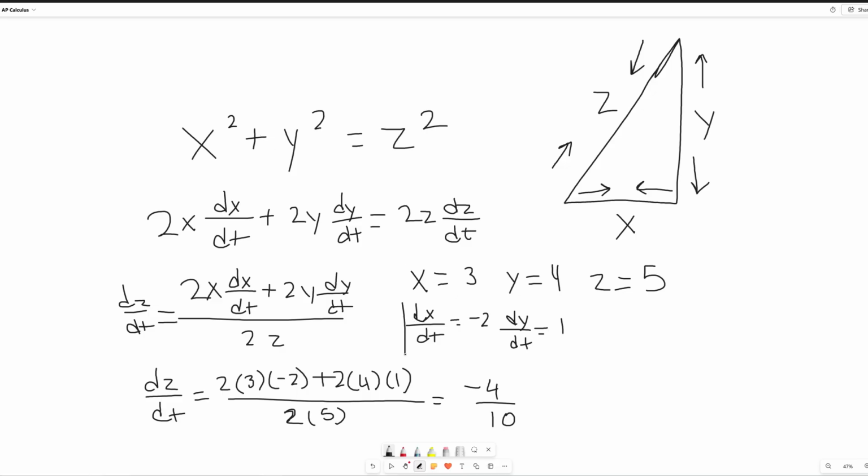Here, dx dt is -2 and dy dt is 1. That means x is getting smaller faster than y is getting bigger. Since they have equal bearings on this triangle, it makes sense that z overall would be getting smaller because x is bigger than y. If they were equal, if dx dt was -2 and dy dt was 2, or +2 even, the triangle would not be changing.